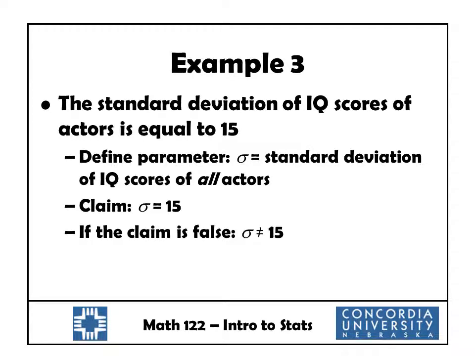So if false, then sigma is not equal to 15. The null comes from the one of those two that contains equality. It comes from the claim, sigma equals 15. Now in this case, it's the same as the original claim. And the alternative is the other statement, sigma is not equal to 15.